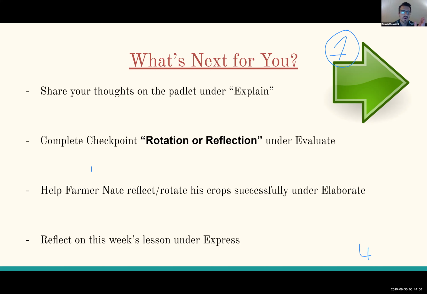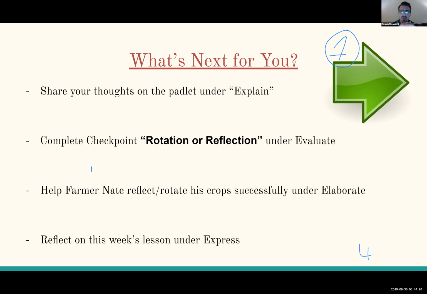I kind of created for you, Farmer Nate has crops, and when you get in there, you'll understand what I'm talking about. You're going to help Farmer Nate reflect and rotate his crops successfully. And in there, you will actually do a couple of things. And the instructions in your lesson plan are important. I've highlighted the important sections for you.